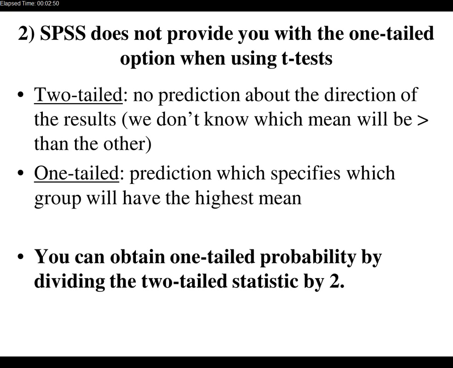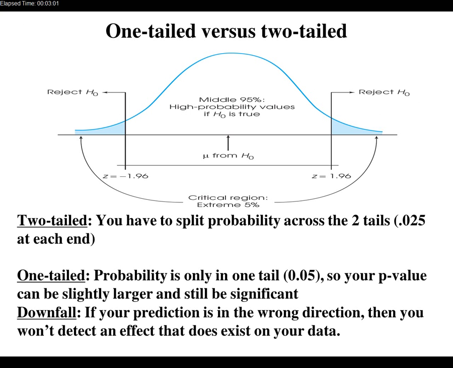Okay, we could obtain a one-tailed probability, however, by dividing the two-tailed statistic by 2, and that just gives us the probability. And this is an illustration of a one-tailed test versus a two-tailed test, and I just want to get my pen down here. There we go.